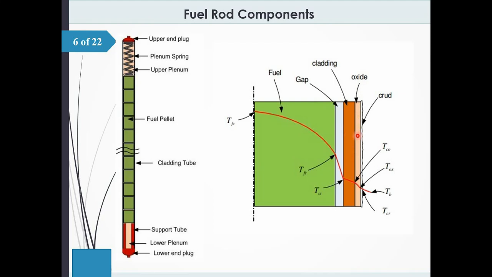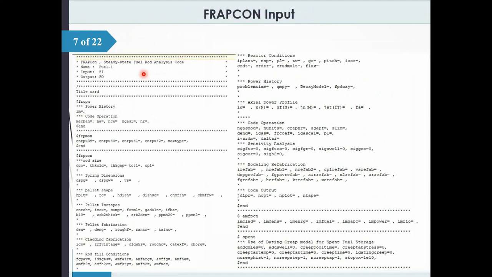actually there is some relationship between them. Then the oxidation happens on the cladding, and after the oxide there is the crud deposit on the oxide, and the FRAPCON calculates this phenomenon, and we will discuss that in the next step.